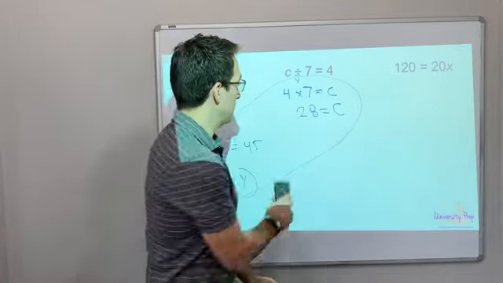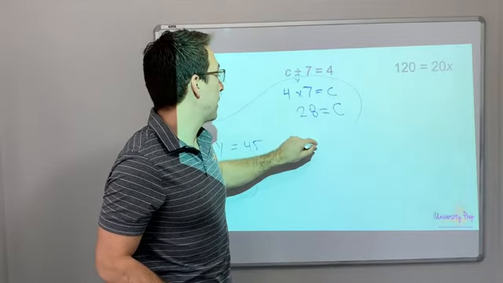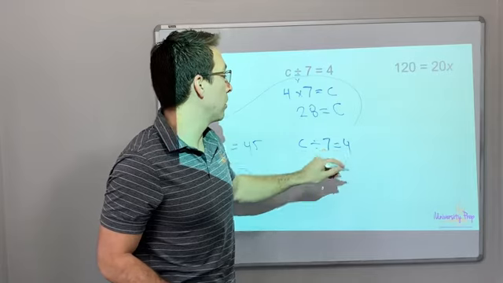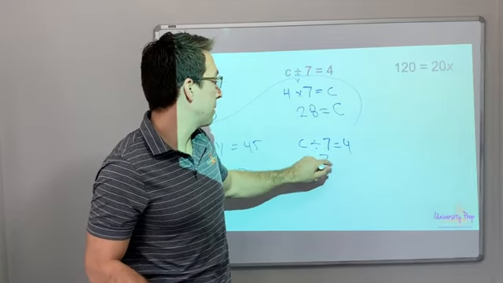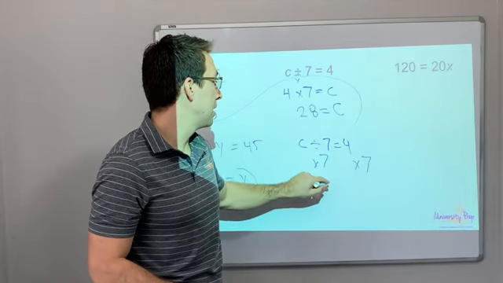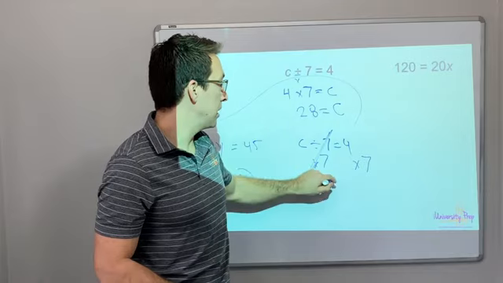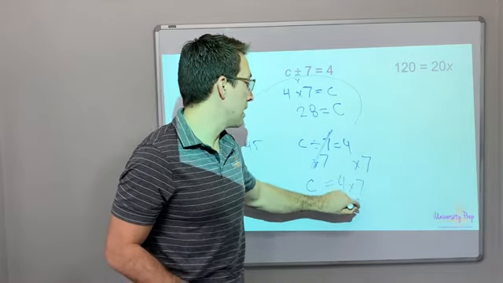Let's say C divided by 7 equals 4. So we're going to multiply by 7, right? Multiply by 7, multiply by 7. So now we have C, because those cancel out. C equals 4 times 7. C equals 28.